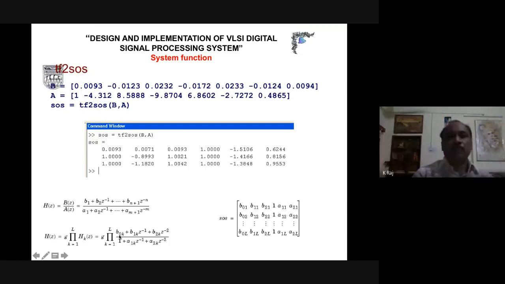That is, B0k plus B1k z to the power minus 1 plus B2k z to the power minus 2, divided by 1 plus A1k z to the power minus 1 plus A2k z to the power minus 2. K is 1 to L and G is the gain here. Now B0k, B1k, B2k are the coefficients related to the numerator, and the first row is B01, B11, B21.